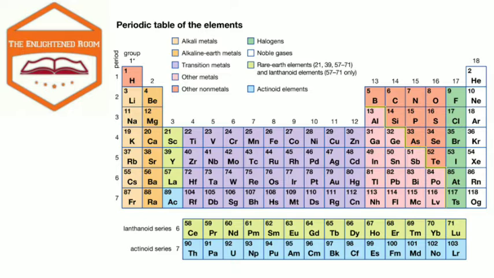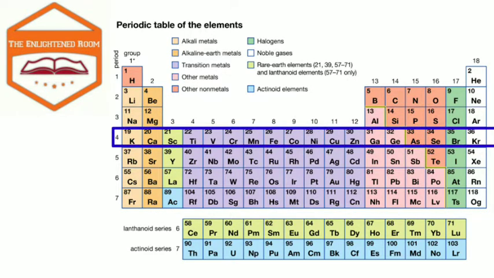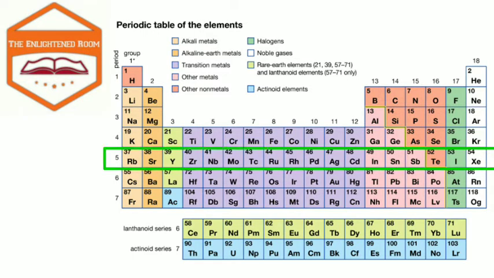The maximum number of electrons which can be accommodated in 4th, 5th, 6th and 7th period are 18, 18, 32 and 32. So the 4th period has 18 elements with the atomic numbers 19 to 36, starting with potassium and ending with krypton. This is the long period. And in the 5th period, again there are 18 elements with atomic numbers 37 to 54, starting with rubidium, ending with xenon, and this is also known as long period.